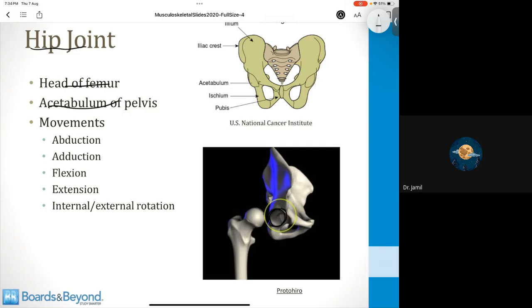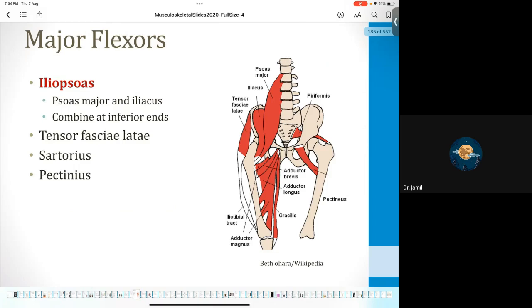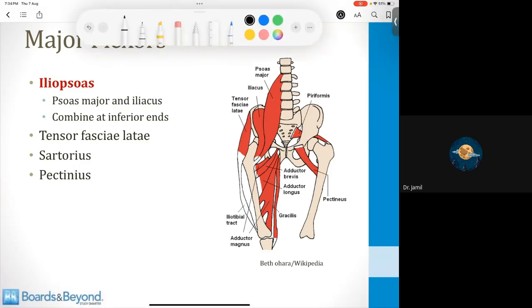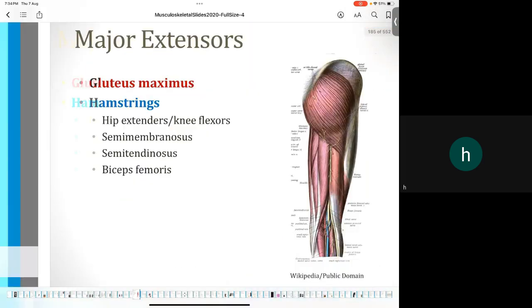This joint can have a variety of range of movement. That is, we can have abduction, adduction, flexion, extension, and we can have internal or external rotation as well, right? So what are the major flexors of your hip? As we discussed recently: iliacus, rectus femoris, tensor fasciae latae, pectineus and sartorius. Okay.